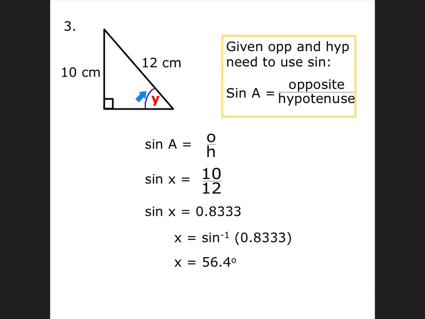And we can do another one here. So here we're looking for y. So we name the sides: opposite, hypotenuse. So that will be sine. We plug in the numbers. We get the sine inverse of that number as a decimal. So we get 56.4.